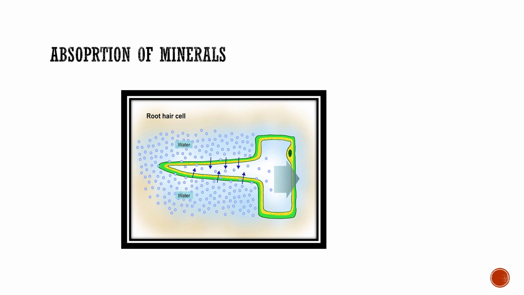Now see this diagram. This is how the minerals dissolved in water in the soil are being absorbed by the root cells, root hair cells, and thus they are being transported by the process of diffusion upwards. So this is the flow of minerals from outside the root hair cells to the root hair cells and towards the leaves or towards the stem of the plant.